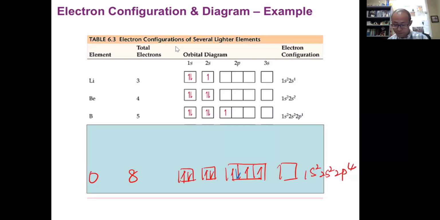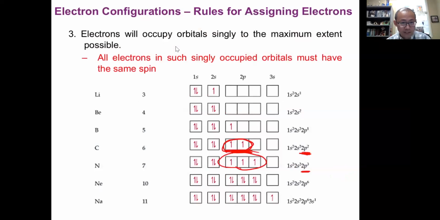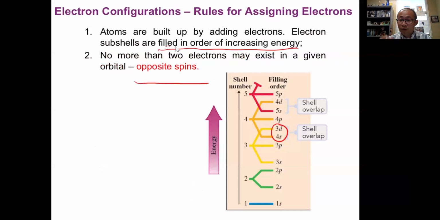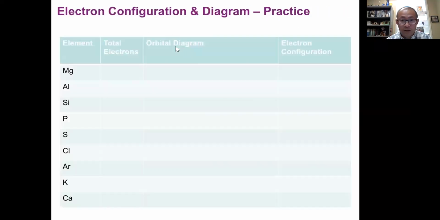Okay, 2p4. I didn't realize they depend on oxygen, and you can do fluorine. And after that, they have neon and sodium. Okay, these are some examples. Again, fill in the order of the subshells. With that logic, I hope you can use this chart to practice filling in the electron configuration and orbital diagrams from magnesium to calcium.